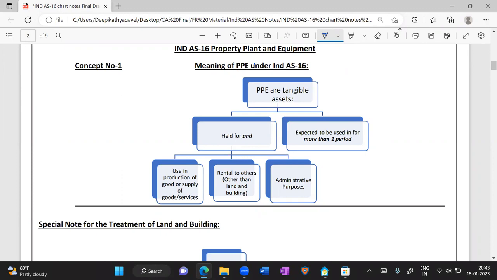The first important concept to understand in this standard is what, according to Ind AS 16, is property, plant, and equipment. The standard has very clearly defined that property, plant, and equipment has to satisfy some conditions. Only when a tangible asset satisfies these conditions will it fall under PPE under Ind AS 16, and the various other principles in the standard will apply to that particular tangible asset. So let's see what those conditions are.